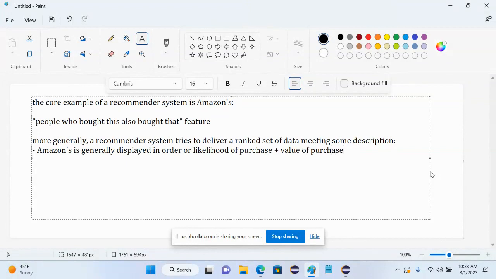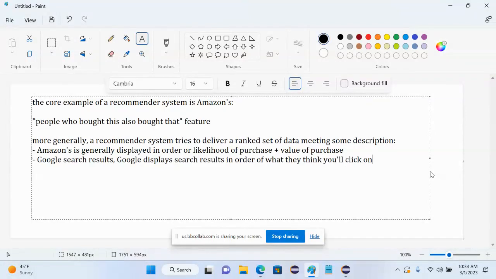So when Amazon shows you those "people who bought this also bought that" items, they're going to probably show you the ones in the order that they think they're going to make the most money on, right? Some combination of how much money they make on a purchase and how likely the purchase actually is. So there's that. Other ones, like Google search results. You enter in the search terms, and Google displays search results in order of what they think you'll use, right? What you'll click on. Things like that.